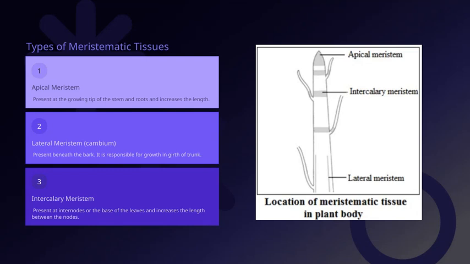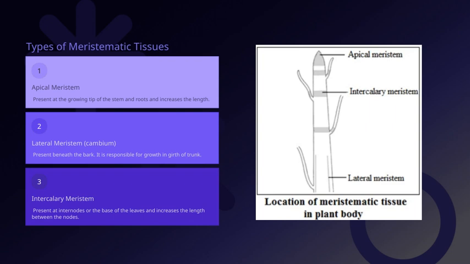Let's take a closer look at the different types of meristematic tissues. First, we have the apical meristem. This tissue is located at the very tips of the stems and roots, and its main role is to increase the length of the plant. Essentially, it's responsible for primary growth, allowing the plant to grow taller and deeper. Next, we have the lateral meristem, also known as cambium. You'll find this tissue beneath the bark, and it's crucial for secondary growth. It's responsible for increasing the girth of the trunk, making the plant thicker over time. This is what gives mature trees their sturdy, thick stems.